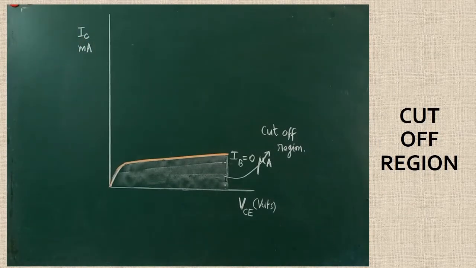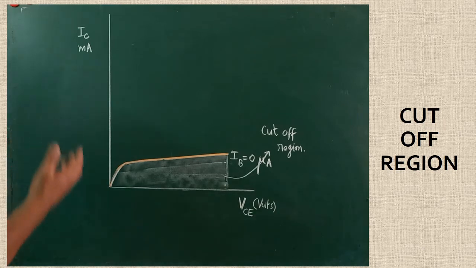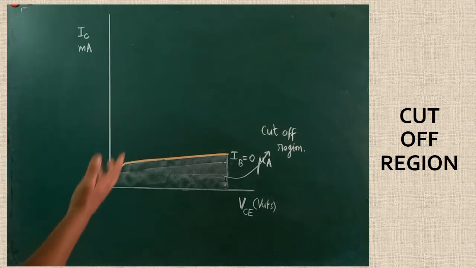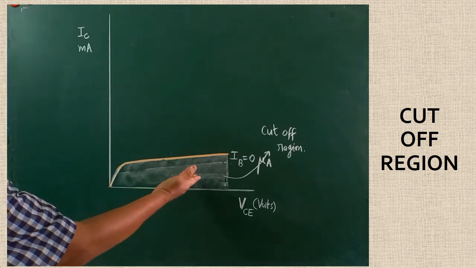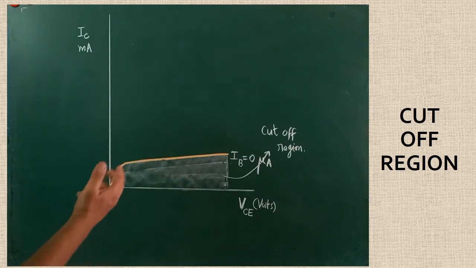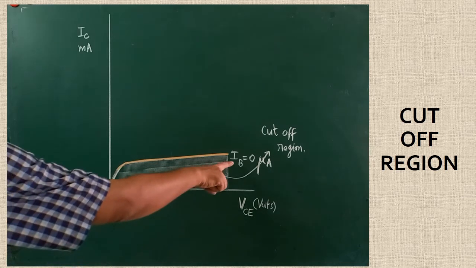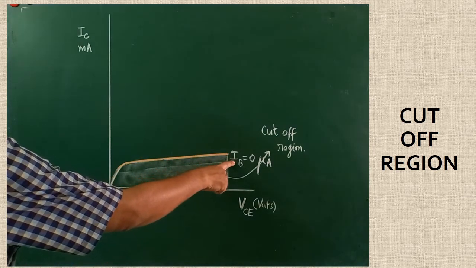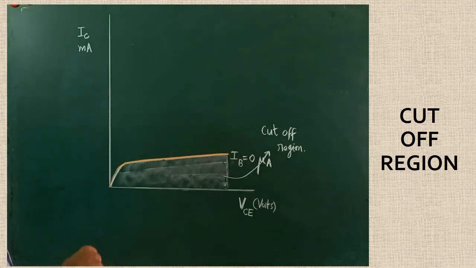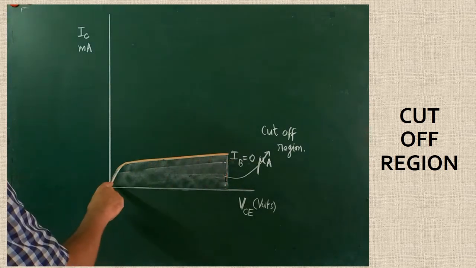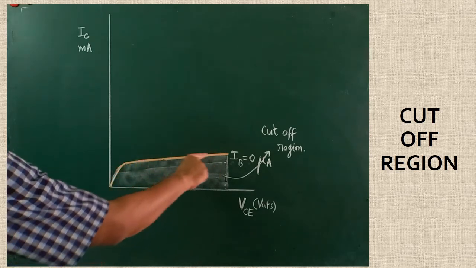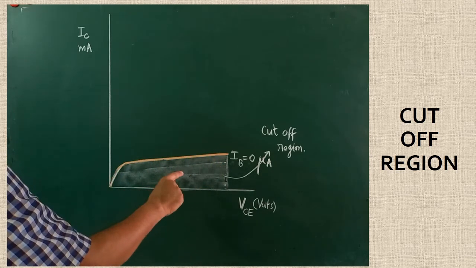Now we are going to learn the several regions observed in the output characteristics graph. First we are going to learn about the cutoff region. What is the cutoff region? Look here. The graph is drawn when the base current IB is kept at 0 microampere. Though the base current is 0, some amount of collector current is flowing, and the graph is drawn.